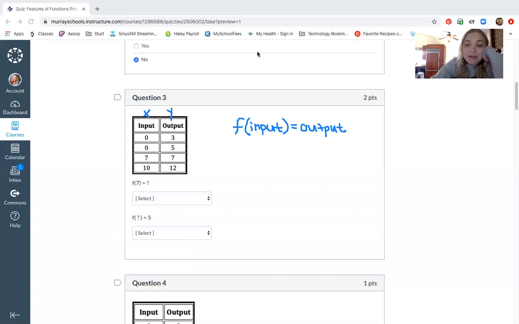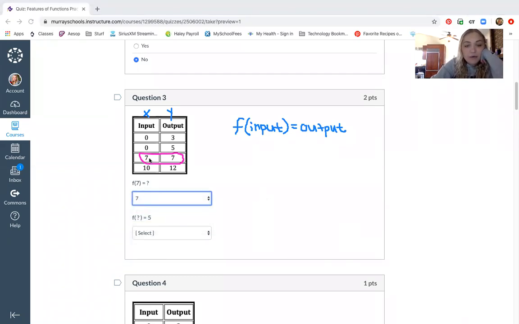So f of the input equals the output. What does that mean? It means that whatever is inside the parentheses is going to be your input or your x value. So if 7 was inside the parentheses, I have to find 7 on the input side and figure out what is the output for 7. So when I look at that, 7 is across from 7. So that means that when I'm looking for the answer, the output would be 7.